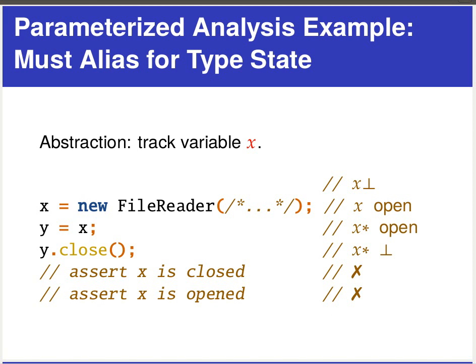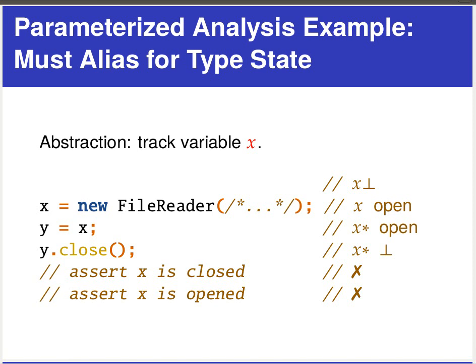The reason is the following. When you track only a subset of the variables, then you need to have some notion of untracked variable. In the state that the static analyzer is tracking and appears on the right, untracked variable is represented by a star. So after the assignment y equals x, the state of the static analyzer is that x together with some untracked variables are pointing to an object that represents an open file.